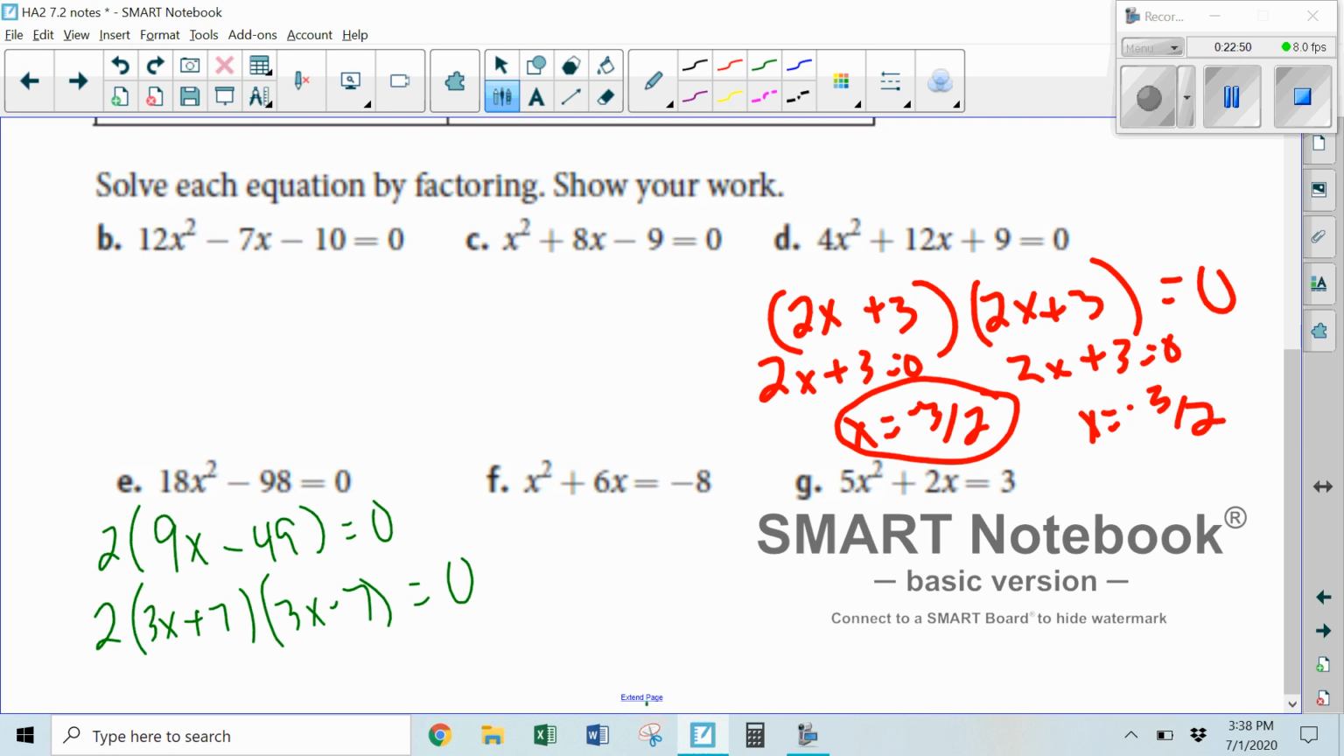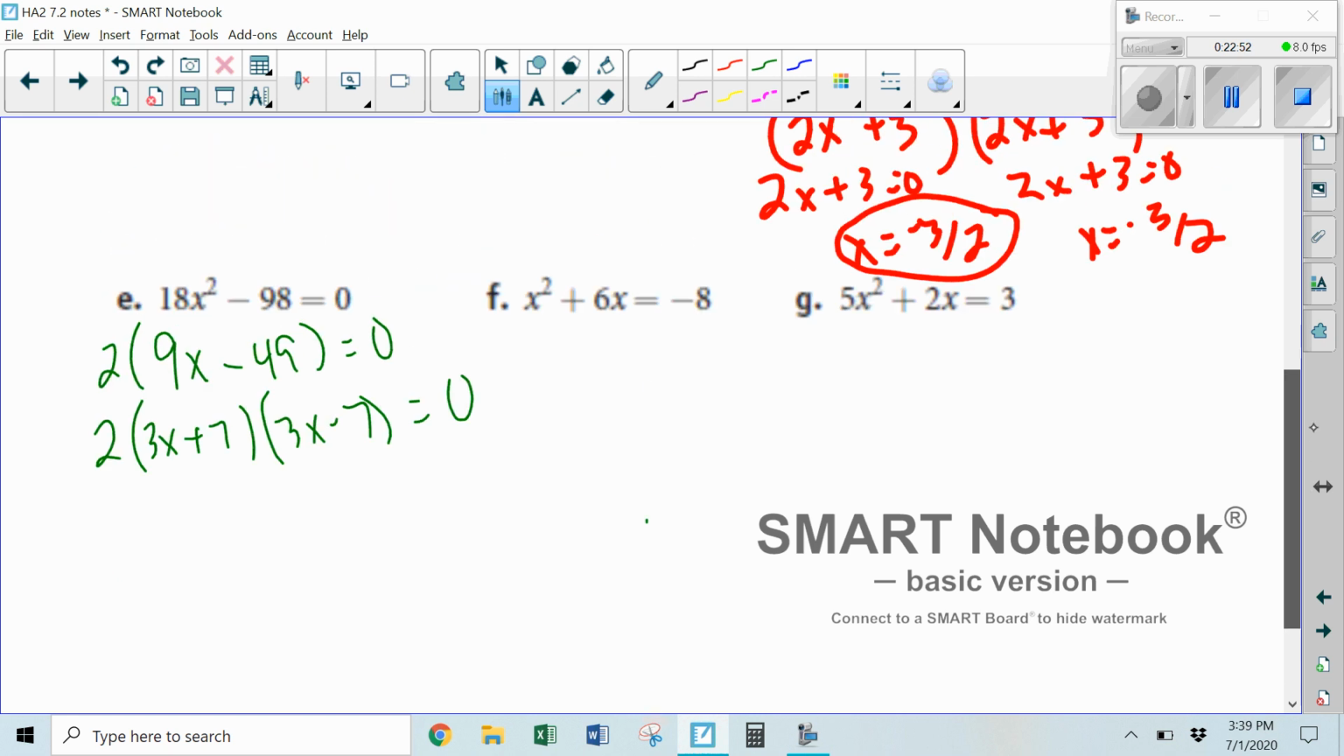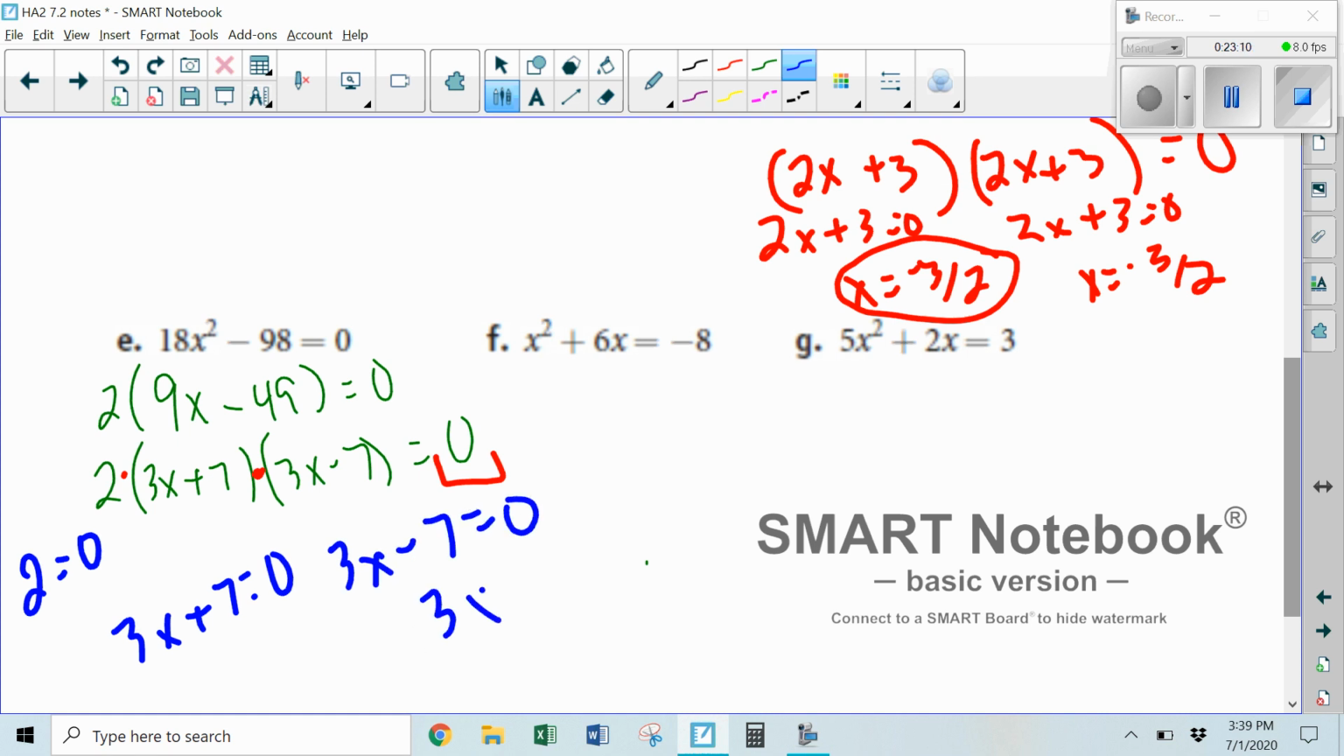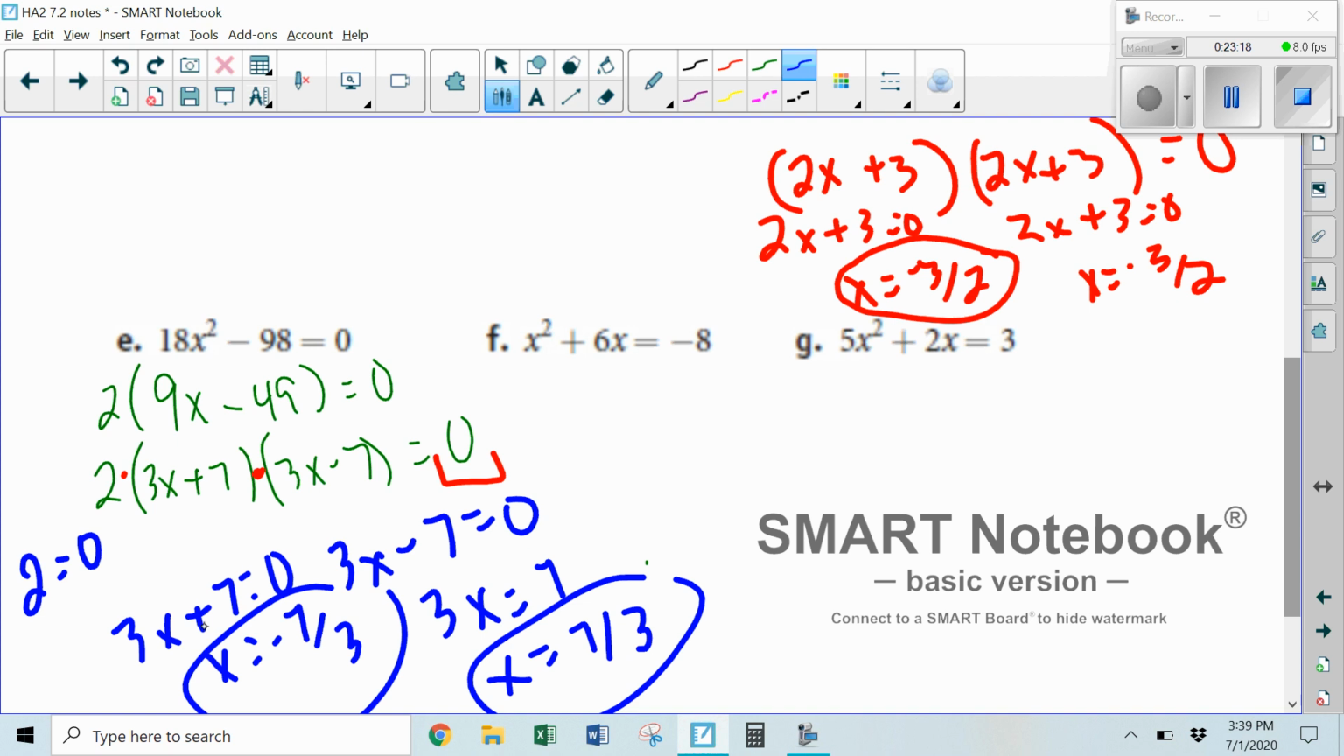Now you might be wondering, can I still use zero product property here? Yes. I have a 0 here that's equal to, and I have the product. So I'm going to set each piece equal to 0. So 2 equals 0, 3x plus 7 equals 0, 3x minus 7 equals 0. This is going to give me 7/3. This one will give me -7/3. What does this give me? 2 equals 0. That doesn't give me anything. It doesn't mean no solution. It's just there's no other x values that I get from that.